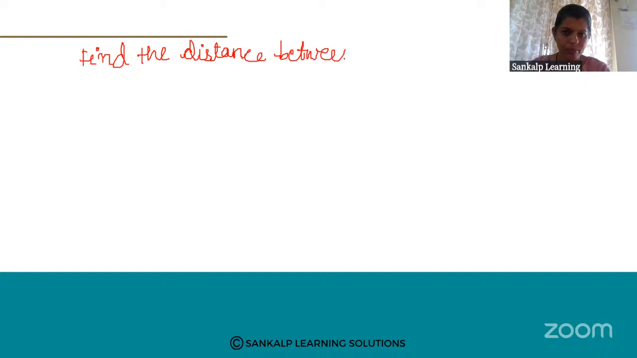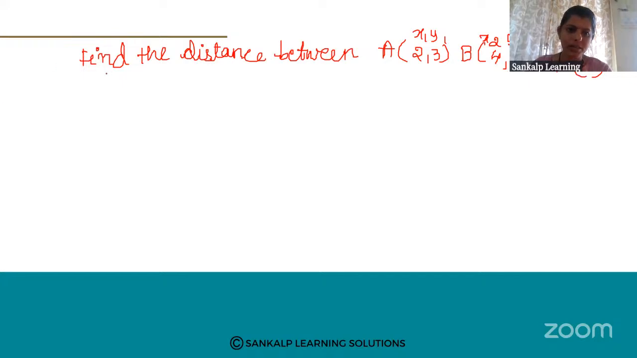Find the distance between A(2, 3) and B(4, 1). Okay, find the distance between A(2, 3) and B(4, 1). Here this is x1, y1 and this is x2, y2. This is a very simple problem and this problem can be asked for 1 mark.